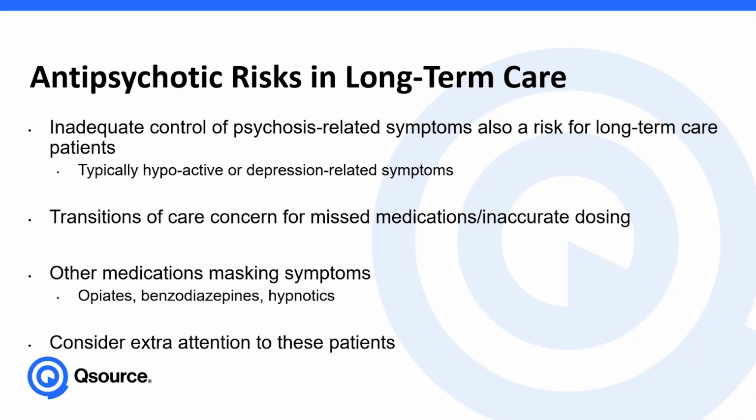There's also a transition of care concern when you miss medications or have inaccurate dosing. And there are some other medications that can mask symptoms of psychosis-related conditions. And you should just pay closer attention to these patients, because we have two ditches. We have obviously inappropriate use of antipsychotics that we want to minimize, but those patients that have psychosis-related conditions, we want to make sure that they're adequately controlled and that we're not inadequately controlling them, because we have in our mind from these regulations, antipsychotics bad across the board. They're not bad in everybody. They're bad in some people, and we want to differentiate between them. Next slide.